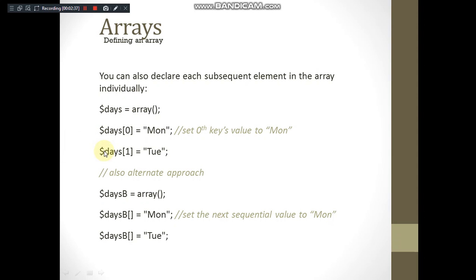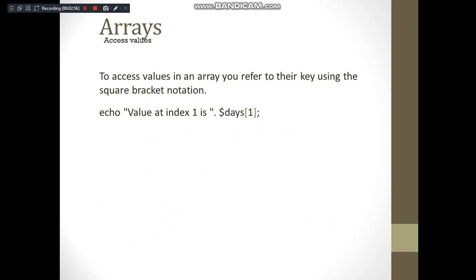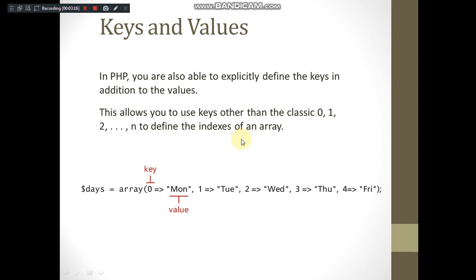Once we declare this as an array, at the 0th subscript we would like to store Monday, at the first subscript we would like to store Tuesday, and without mentioning the subscript indices also we can store here. It will automatically be stored at the next location in the array. So how to access the variable? To access the variables in the array, you just have to refer to their keys using the square bracket notation, like that of C. As we know, for print we use echo here: value at index 1 is $days[1]. So similar to C syntax we are using here.